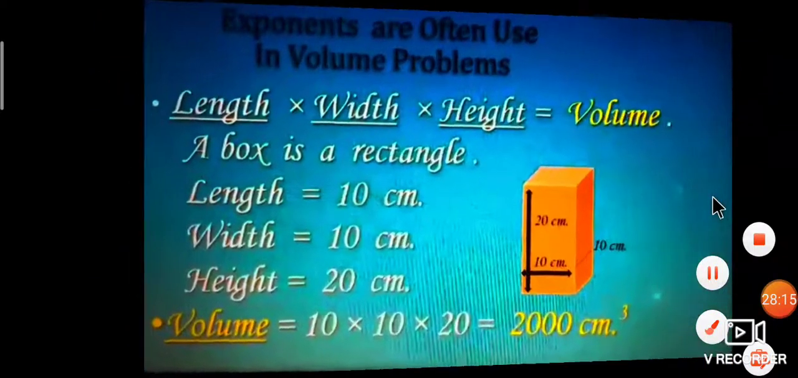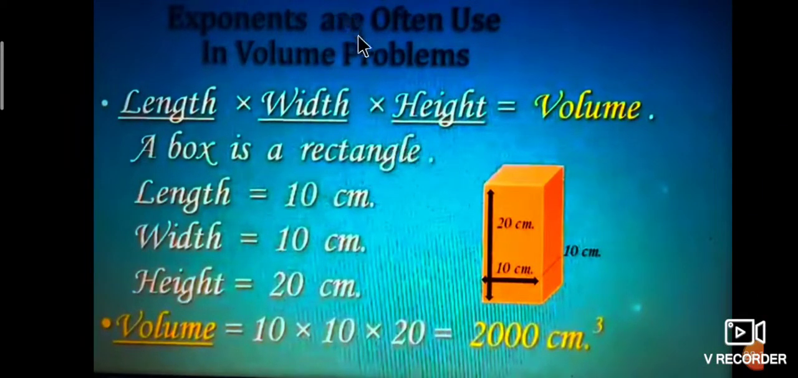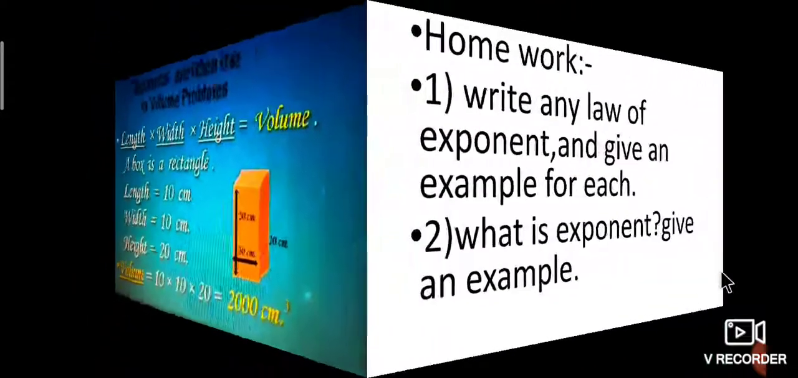Next one is, exponents are often used in volume problems. Length into width into height is equal to volume. A box is a rectangle. Length is 10 centimeter, width is 10 centimeter, height is 20 centimeter. Therefore, volume is equal to length into width into height, that is equal to 10 into 10 into 20, that is equal to 2000 centimeter cube. It is in the form of exponents.